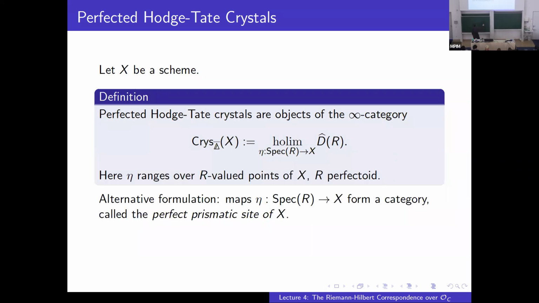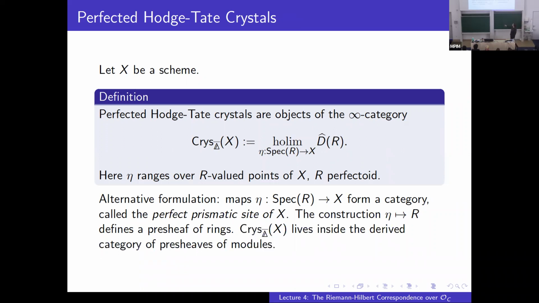Now, if you don't like the language of infinity categories, you could formulate this in a more classical language. The category of pairs, a perfectoid ring R and a map from spec R into X, forms a category, which you might call the perfect prismatic site of X. And on that category, you have an obvious presheaf of rings, which is just the thing that assigns to each datum like this, the ring R. And this category that I'm interested in, you could think of as living inside the derived category of presheaves of modules over that presheaf of rings.